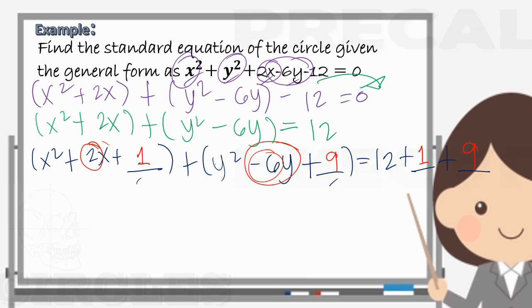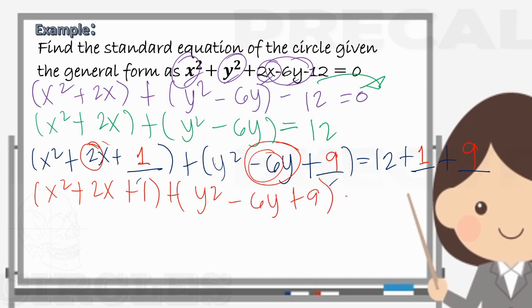And then, simplify natin yung constant. X squared plus 2x plus 1 plus y squared minus 6y plus 9 is equal to 12 plus 10 is equal to 22. And then, hanapin na natin yung perfect square form ng x's and y's na group.